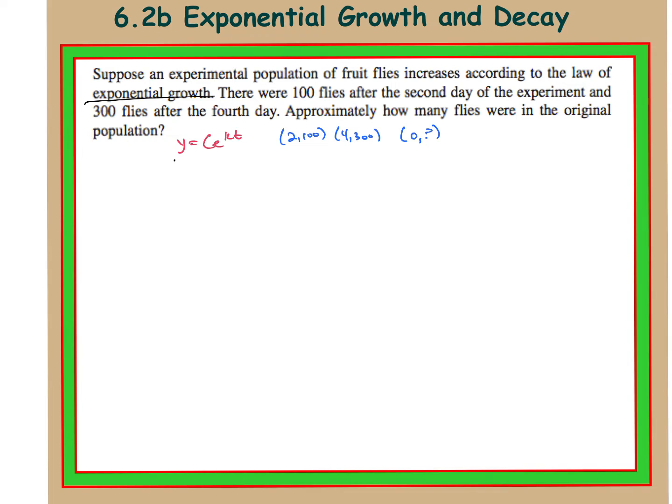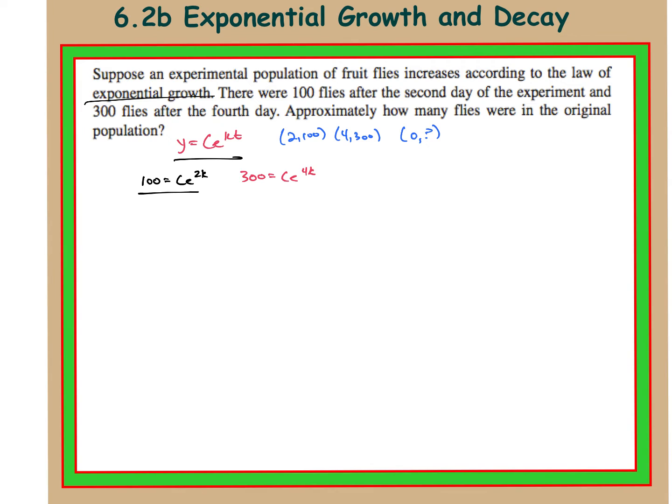So now we have y equals Ce to the kt. So let's substitute in what we know. Let's use our first ordered pair. So now I have 100 is equal to Ce to the 2k. Can I go much further than that right now? Not really, so I'm going to leave that alone for just a sec. Let's do the next ordered pair. So now I'd have what? 300 is equal to Ce to the 4k. Can I do much with that right now? Not really. So we need to figure something out.